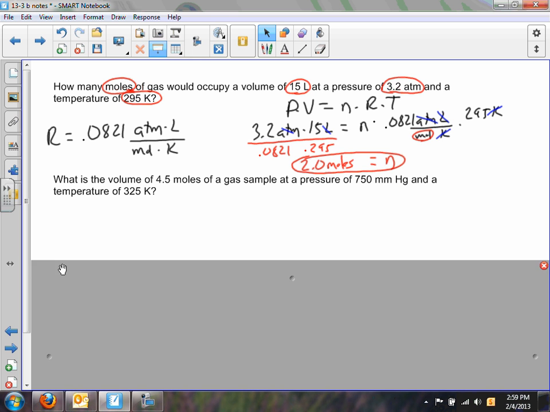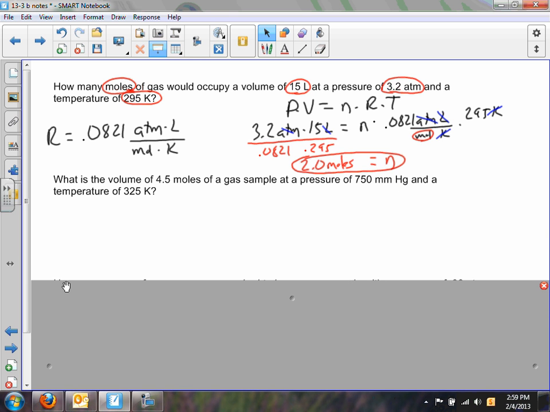If you look at this next one, same idea. I am given, question is, what is the volume? I'm given moles, I'm given a pressure, and I'm given a temperature. Well, there's only one set of conditions, which means it's the ideal gas equation. So P times V equals N times R times T.